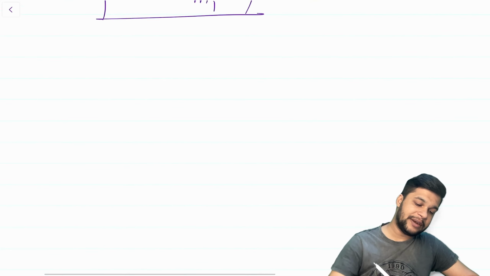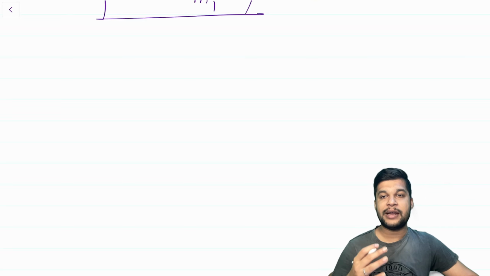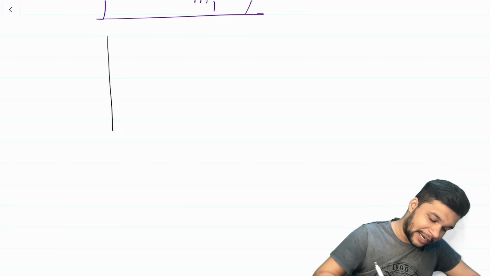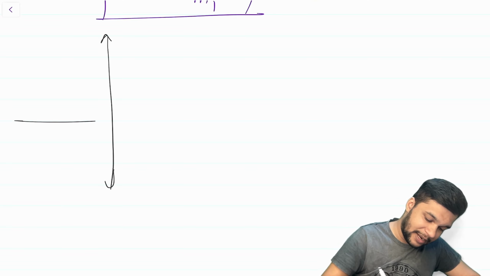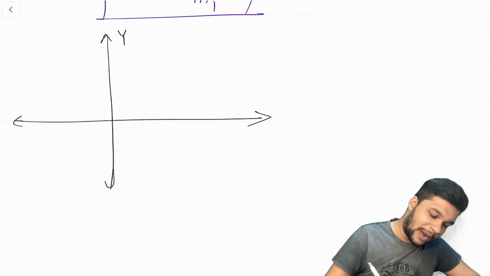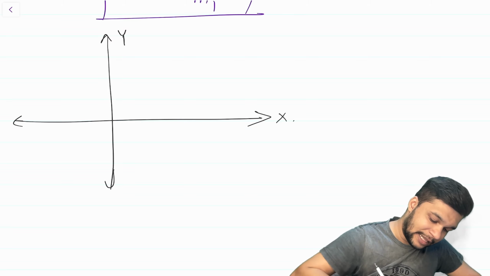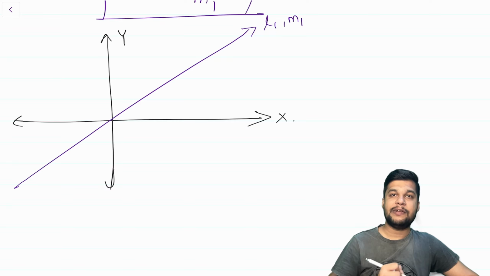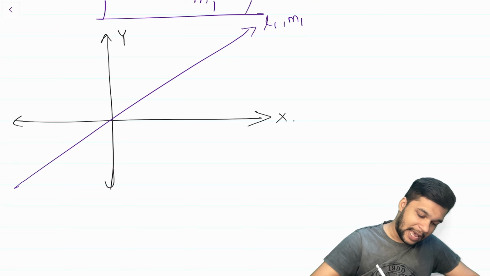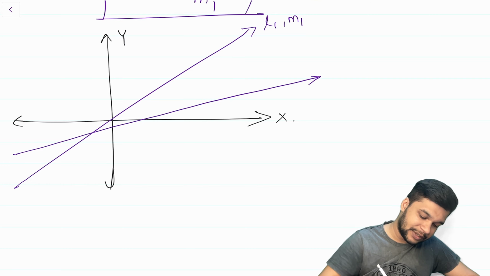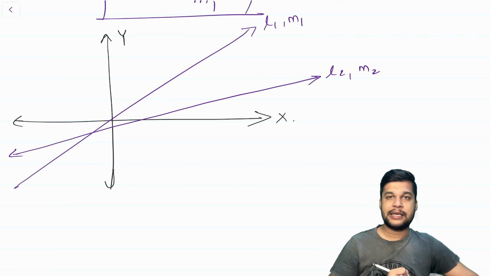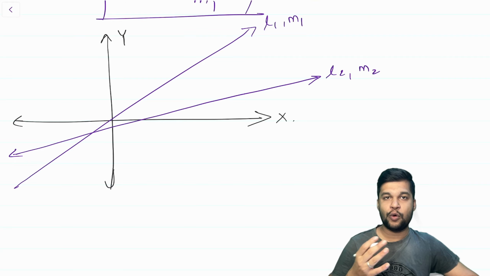Now let's move to a very interesting topic, which is how to find angle between two lines. We will learn how to find angle between two lines. Okay, so let's draw the Cartesian plane. Let's say this is your y-axis, this is your x-axis. Let's draw a line, call it L1, and let's say the slope is m1. And let's draw another line, which is this. Let's say the line is L2, and the slope of this line is m2.